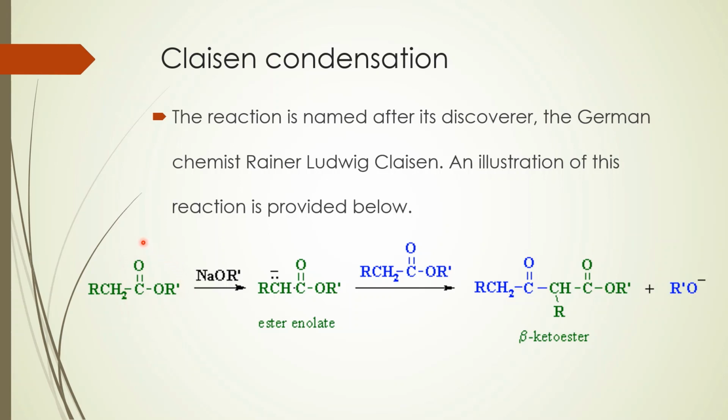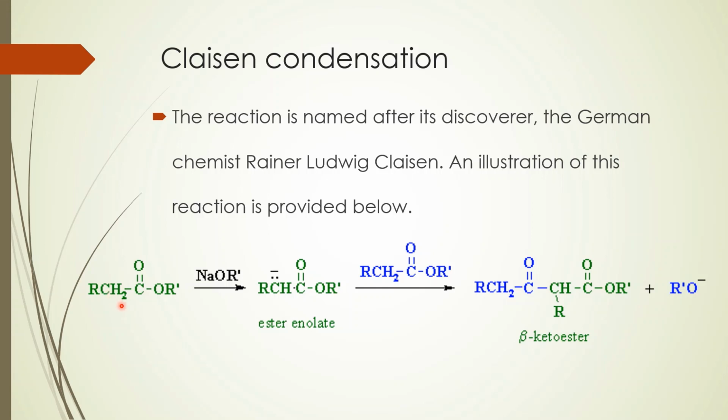This ester which we are using in Claisen condensation has two alpha protons. Now what are the alpha protons? The protons which are attached to the carbon atom adjacent to the functional group are known as alpha protons. Here the functional group is this ester group, so we can take this carbonyl group as a functional group. This is the carbon atom which is directly attached to this carbonyl group, that is known as the alpha carbon atom, and the protons which are attached to this alpha carbon atom are known as alpha protons.